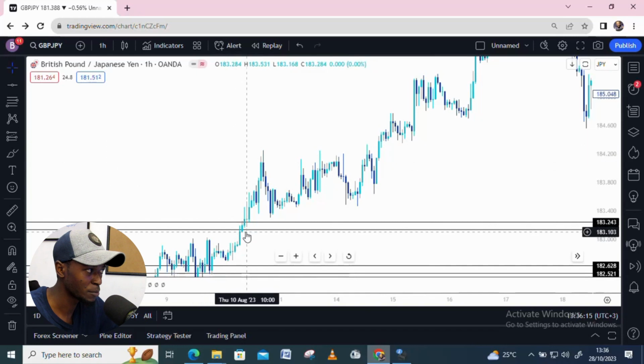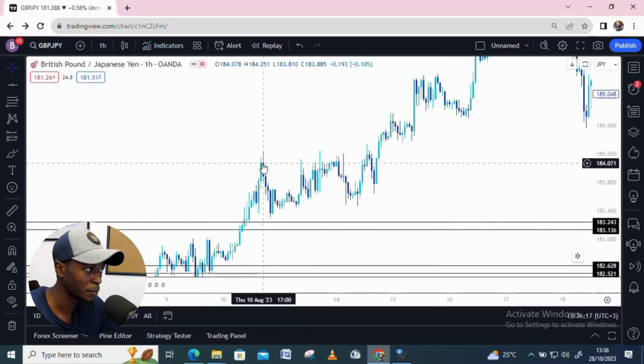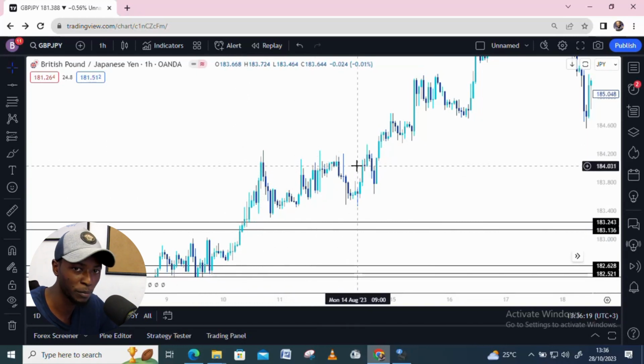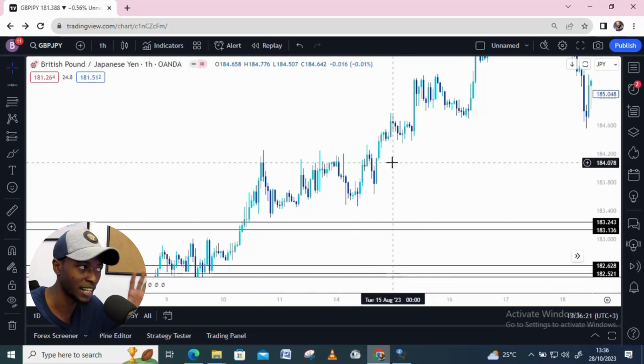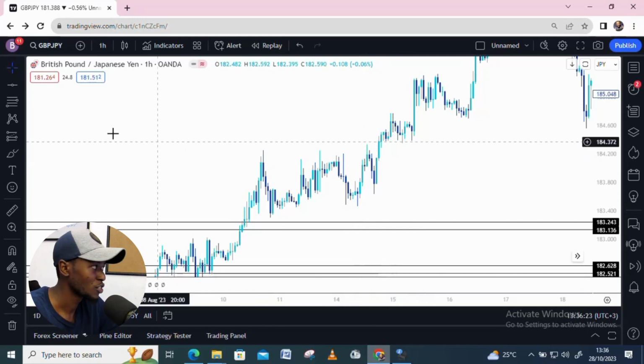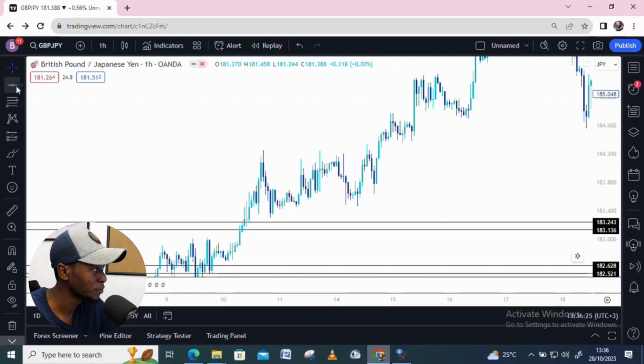So as you can see, market is moving higher, comes, bounces 1, 2, 3. So we can be guaranteed that there is a resistance zone right here. So we come to our tools, identify the tools you need. So as of now, we're using the horizontal line. Mark it out.